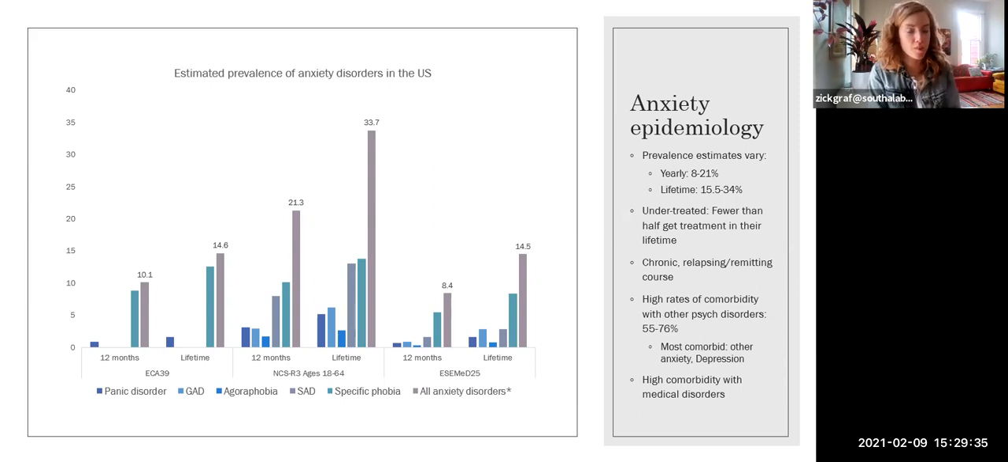Anxiety is also highly comorbid. So someone with any given anxiety disorder is likely to have another anxiety disorder diagnosis or depression, or another psychological comorbidity. Anxiety disorders are also highly comorbid with medical disorders, especially medical disorders like migraine, GI disorders, as well, and a lot of chronic illnesses.